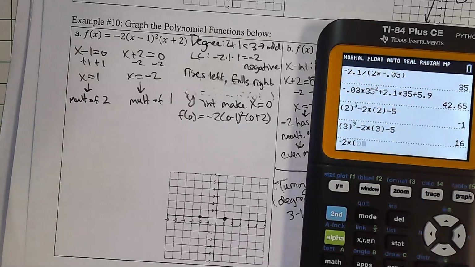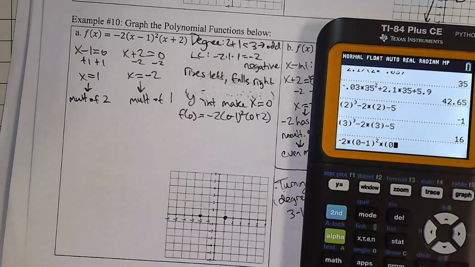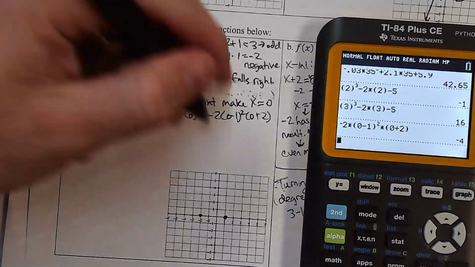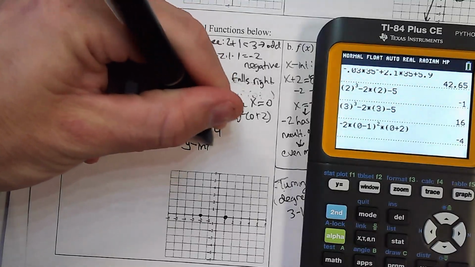Negative 2 times 0 minus 1 squared times 0 plus 2 is negative 4. So the y-intercept is 0, negative 4.